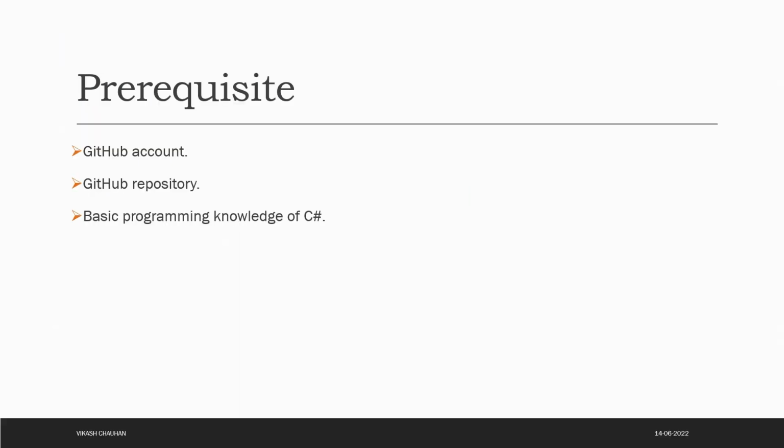Before we start, there are some prerequisites. The first one is you must have a GitHub account. Second, that GitHub account has at least one repository created using the C# programming language, because in this video we are going to discuss C# only. No, we are not covering any other programming language's static analysis rules. And third, you must have a basic knowledge of C# programming.